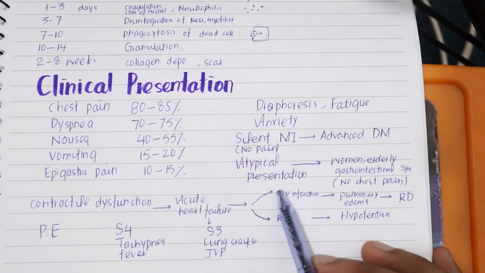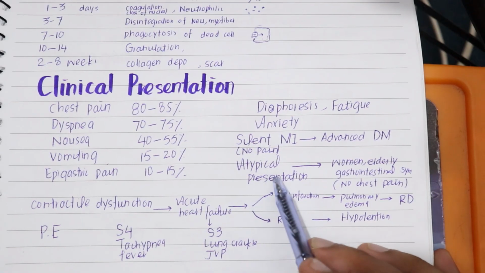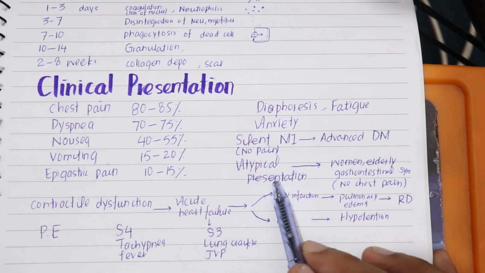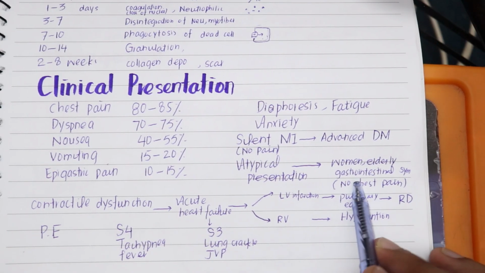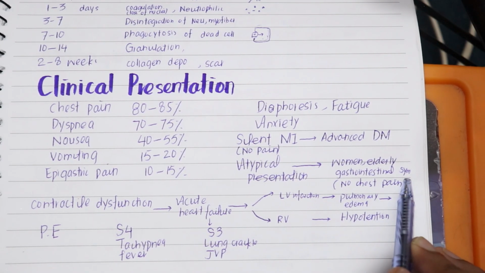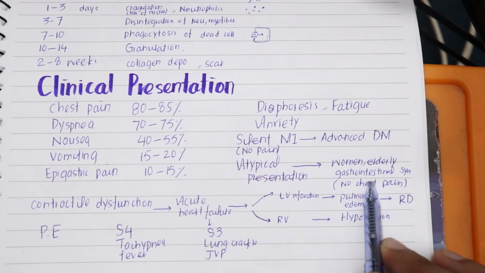And there is another form of presentation known as atypical presentation, which happens mostly in women and elderly patients. The patient will say to you, I'm having gastrointestinal symptoms like constipation, diarrhea, as well as bloating, etc.